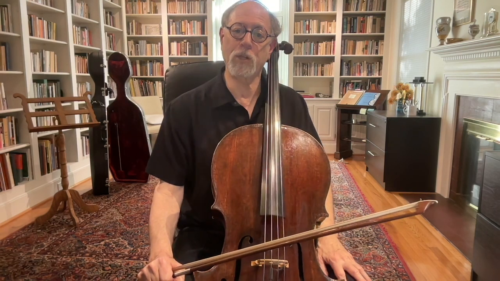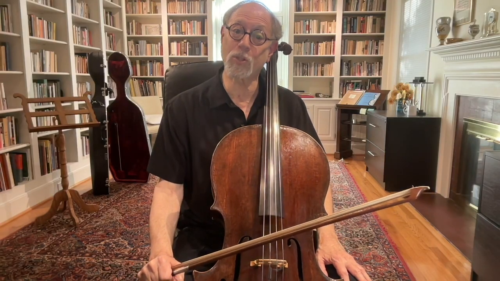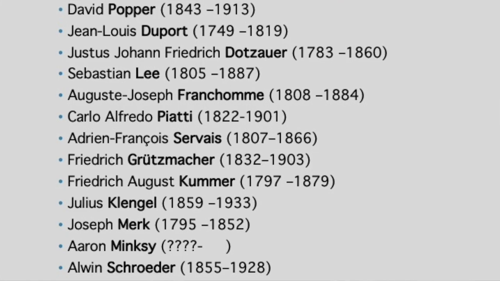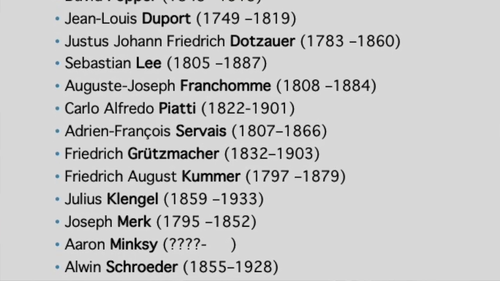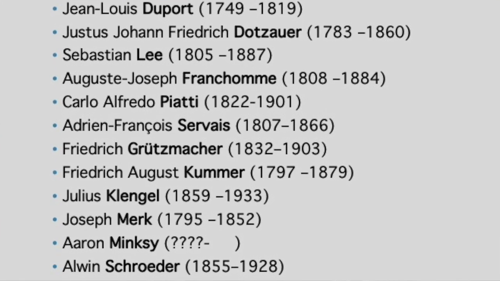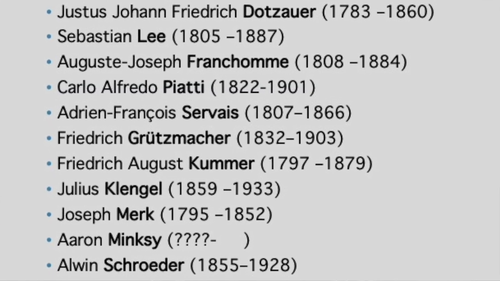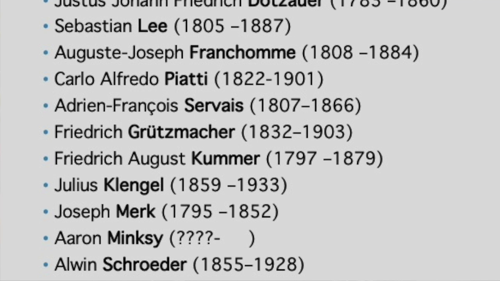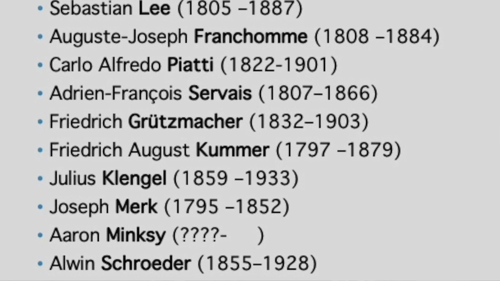The repertoire of cello etudes is large and varied, with many excellent studies from which to choose. Besides the famous Popper etudes, which teachers often go to before the student is really ready to handle them, there are great etudes by Duport, Dotzauer, Lee, Francombe, Piatti, Servet in no particular order, as well as by Grützmacher, Kummer, Klengel, Merck, and also contemporary etudes by Minsky and others. And there are also collections of etudes compiled by pedagogues such as Alvin Schroeder.